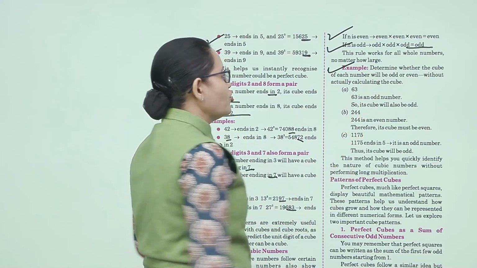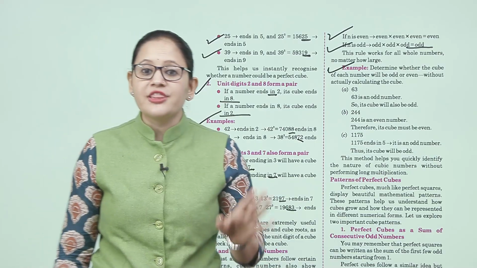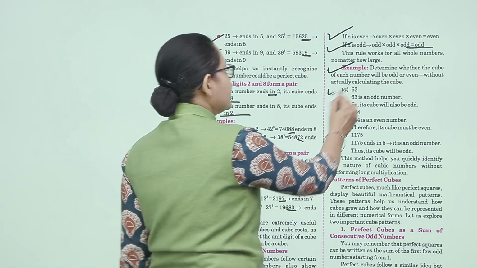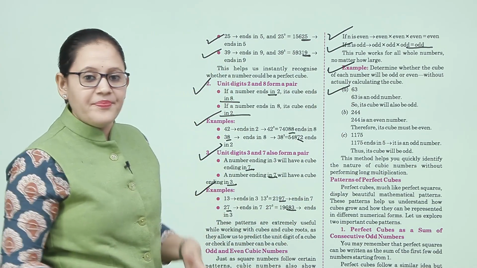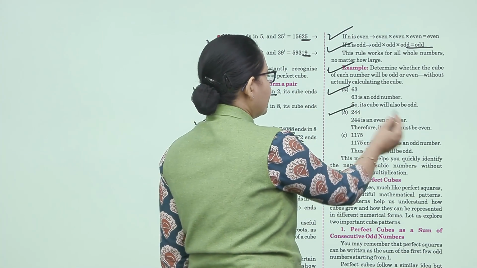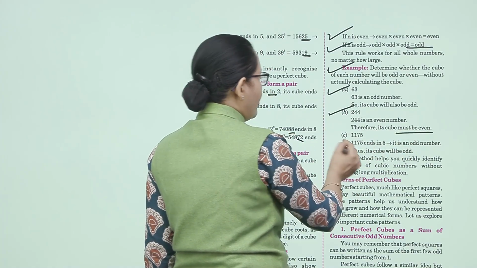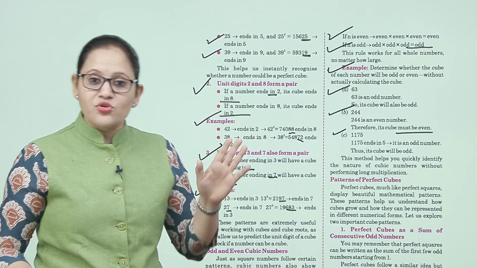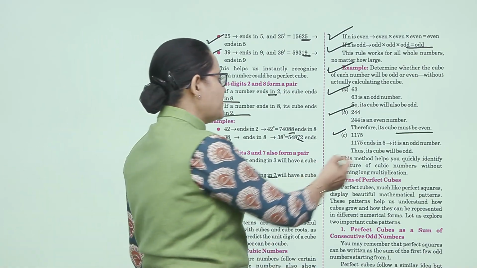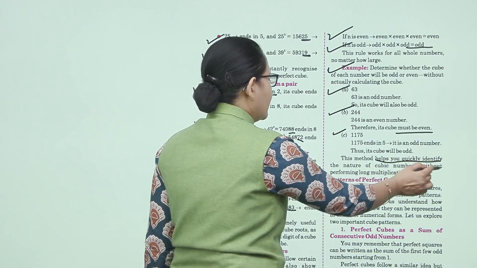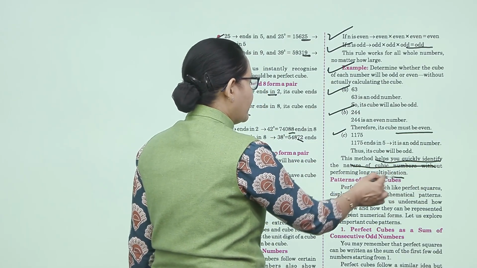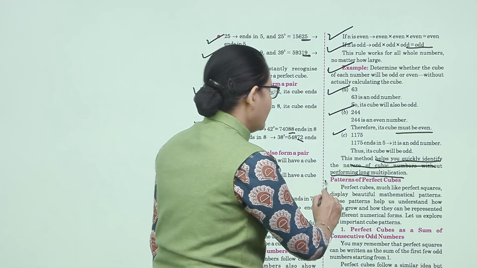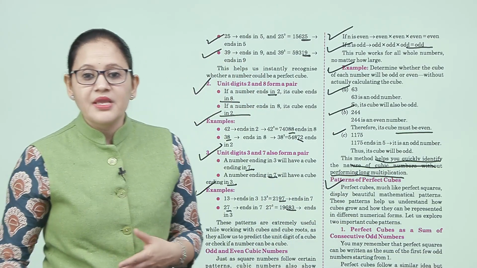Example, determine whether the cube of each number will be odd or even without actually calculating the cube. 63 is an odd number, so the cube will be odd. 244 is an even number, so the cube must be even. 1175 ends with 5, so it is an odd number, so the cube will be an odd number. This method helps us to quickly identify the nature of the cubic number without performing long multiplication. Clear? Next is patterns of the perfect cube.